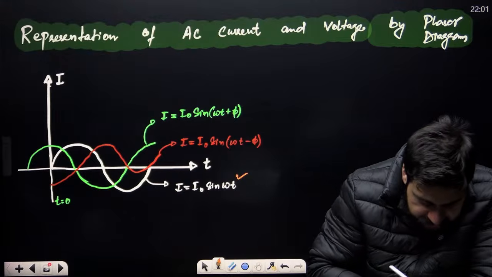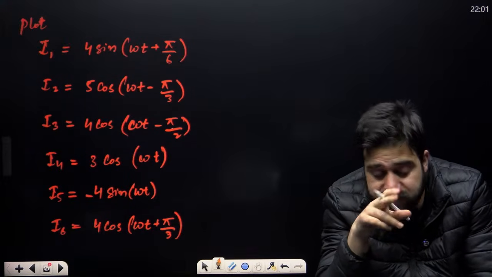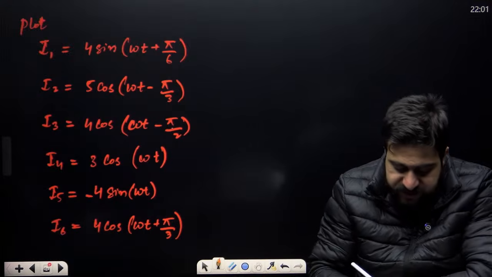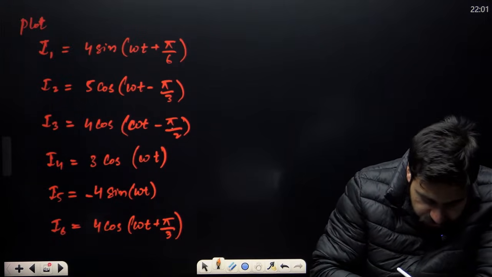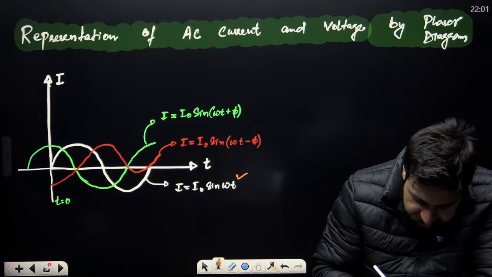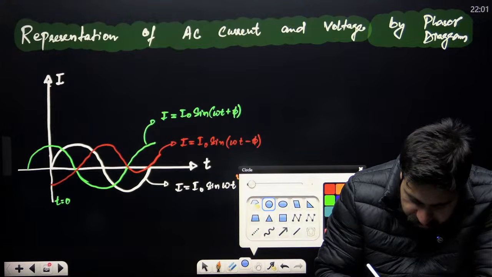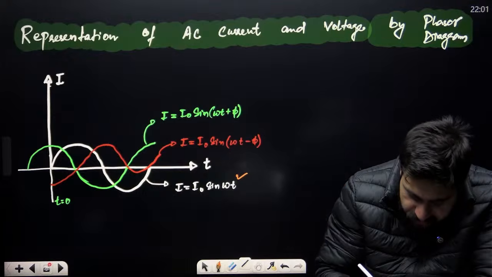I believe this is clear. So this is representing on what? Graphs. Now we'll represent these on phasor diagram. Now see, how do we represent these on phasor diagram? Listen to me very carefully. If you have to represent these on phasor diagram, we'll represent it something like this. Take a look, guys.